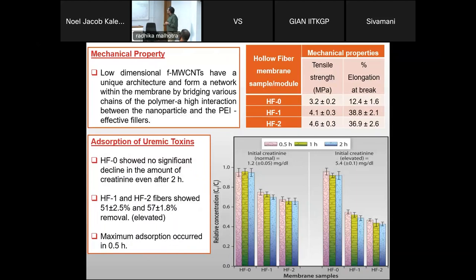Mechanical properties and adsorption. Multi-wall carbon nanotubes are good adsorbers, so we checked whether they were able to adsorb any of these contaminants or metabolites. We used creatinine, and it could adsorb creatinine at different concentrations and at different flow rates. In a static condition or in an adsorption mode, they showed 51 and 57% creatinine removal, and maximum adsorption occurred within the first half an hour. After that, there was not much further increase in adsorption.